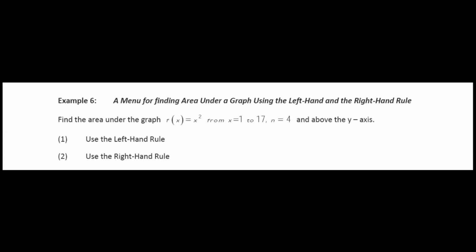So let's see if we can come up with a menu. Before we had a graph, what if you're just given a function, y equals x squared, and we're told that x goes from 1 to 17, okay? And we're told to find the answer left and right for n equals 4. So we're going to do the left-hand method and the right-hand method for this from 1 to 17, where this is our function. So let's look at this.